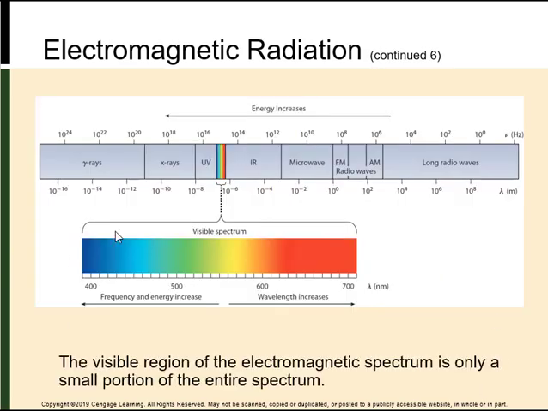Here's a picture of the whole electromagnetic spectrum. And as we can see, visible light is only a tiny portion of the total spectrum. UV, or ultraviolet radiation, is the radiation that can lead to sunburn, which is right here. We can see that it has wavelengths that are shorter than those of visible light, right?